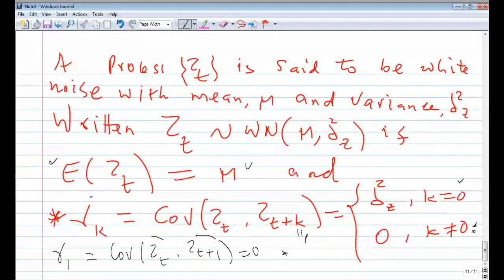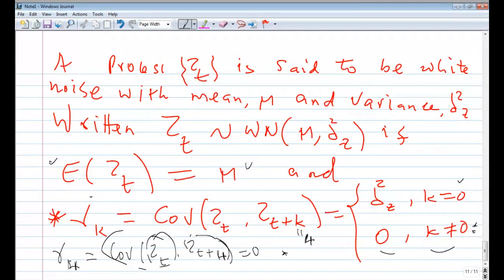Okay, let me take another example. If we say k equal to 4, instead of putting 1 here, let's put 4. That means here you're going to have gamma 4, and here you're going to have zt plus k, 4. Again, this one and this one are independent, so their covariances will take you to 0. That is why we're having this condition here.